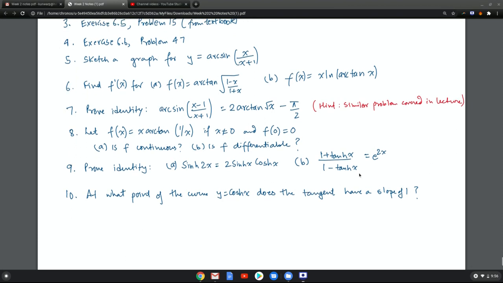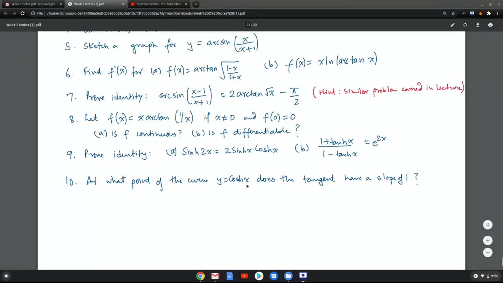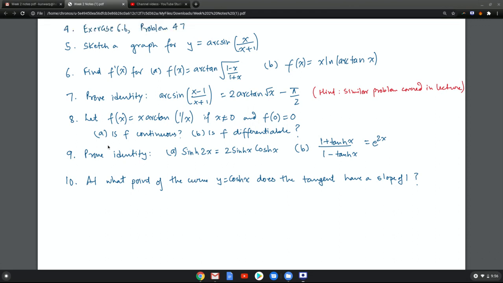Prove these two identities for hyperbolic functions. And lastly, at what point does this curve have a tangent that has a slope of 1? So that's it for the material.